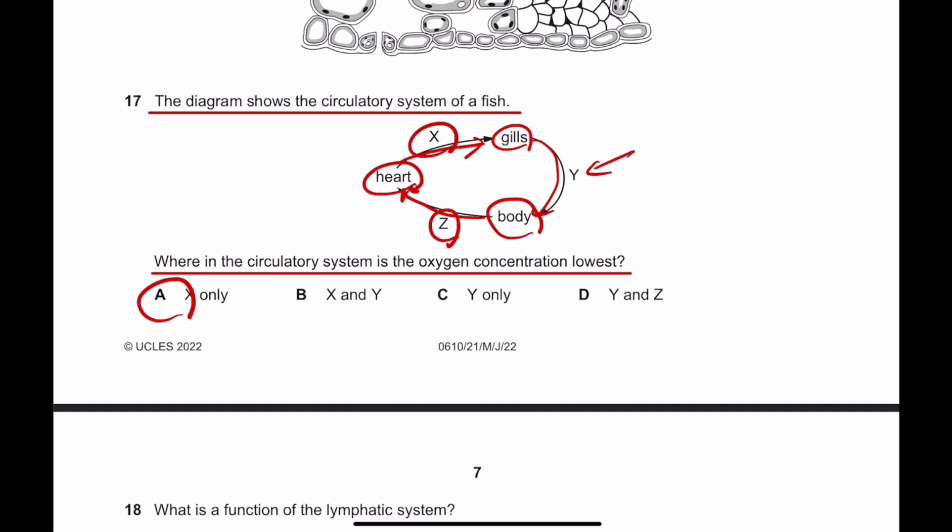Y is the blood vessel that contains the most oxygen, or the highest oxygen concentration, because it just got oxygenated, and X will be the lowest. So the answer for this one is A.